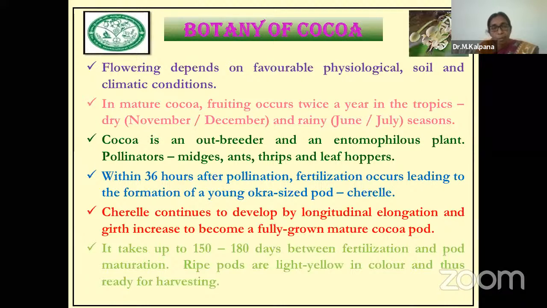cocoa is a self-incompatible crop. Because of that, gametophytic self-incompatibility is predominant in cocoa. So that's why it is an outbreeder and an entomophilous plant. That's why the pollination is carried out by midges, ants, thrips, and leafhoppers. Within 36 hours after pollination, fertilization occurs, leading to the formation of a young okra-sized pod. It's nothing but the cherelle. The cherelle, I will show the picture.